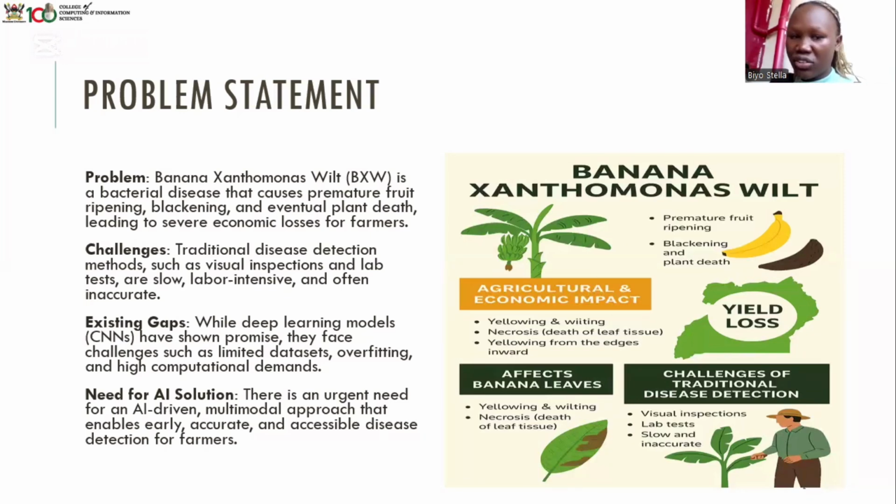The other challenge is that traditional disease detection methods, such as visual inspection and lab tests, are slow, labor intensive, and often inaccurate. That brings a gap which needs to be filled, and this video can close that gap. That's why we need the AI solution.